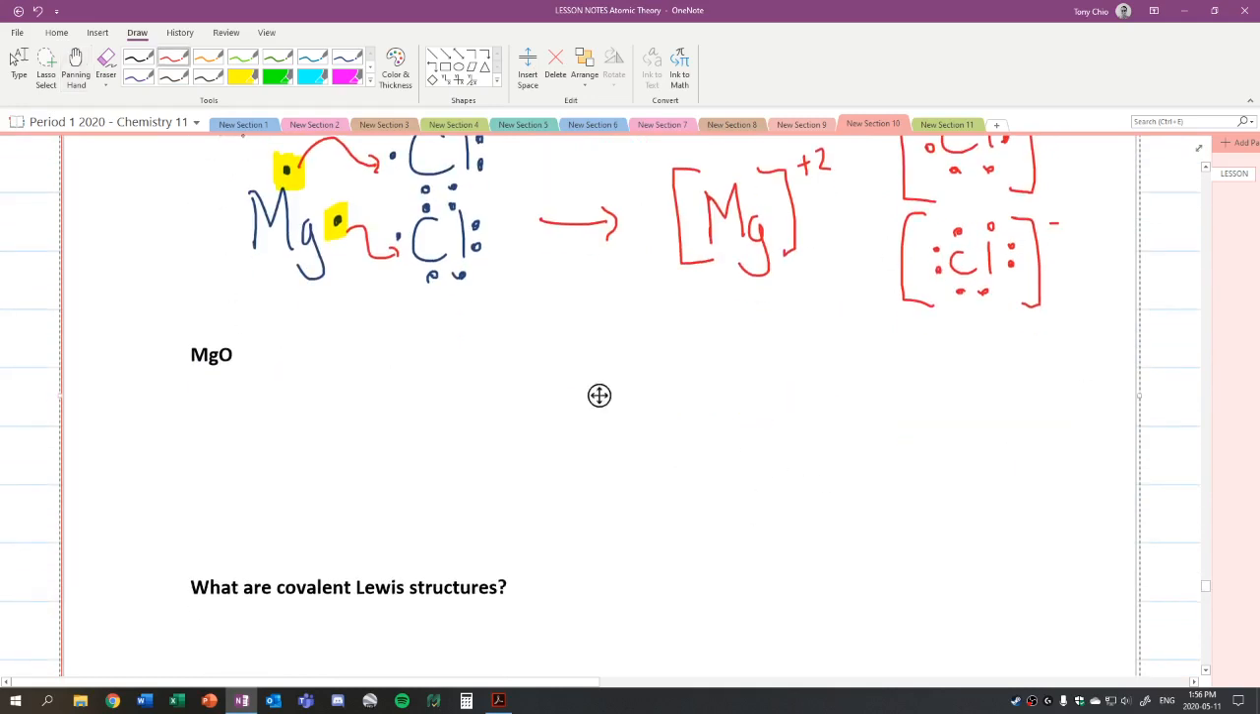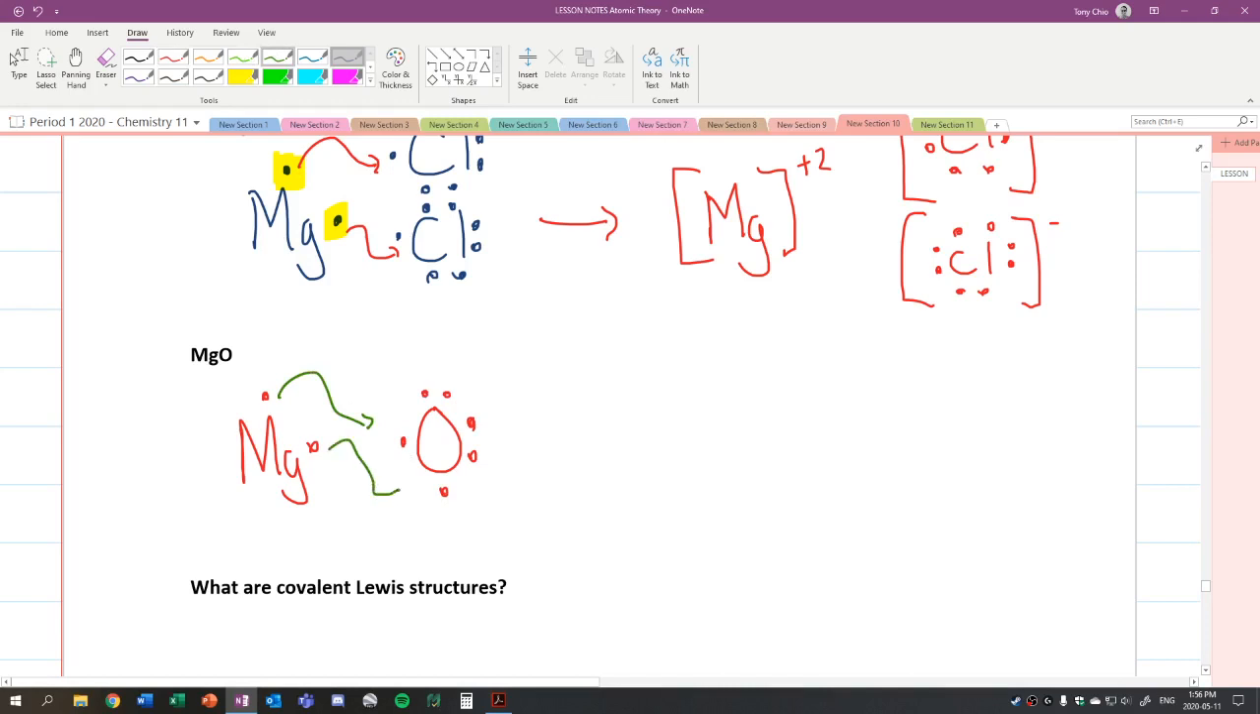Let's look at magnesium oxide. So again, magnesium looks like this. Oxygen looks like this. So in this case, what's going to happen is you're going to have magnesium donating both its electrons to oxygen. And what you're going to get is, again, magnesium looking like this with a +2 charge. Well, oxygen gained 2 electrons, so it's going to have a -2 charge.